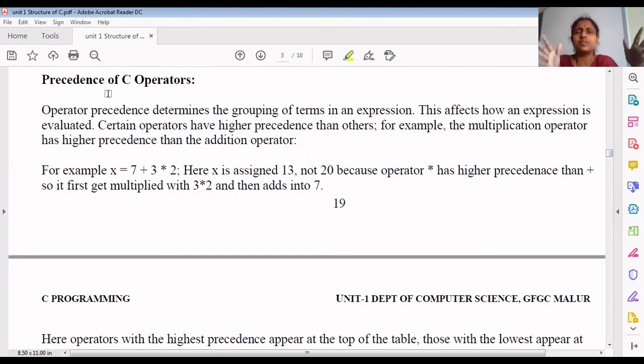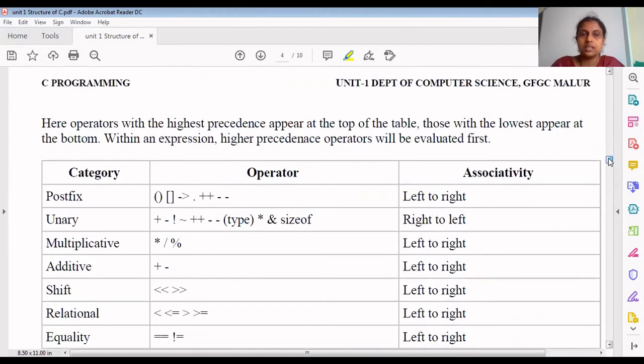Among the operators you see, arithmetic, relational, logical, comparison, who is given the highest importance? That we should understand. So that we call precedence of operator. For all the operators available, this is how the seniority goes. Who is senior, who is junior will be discussed here.